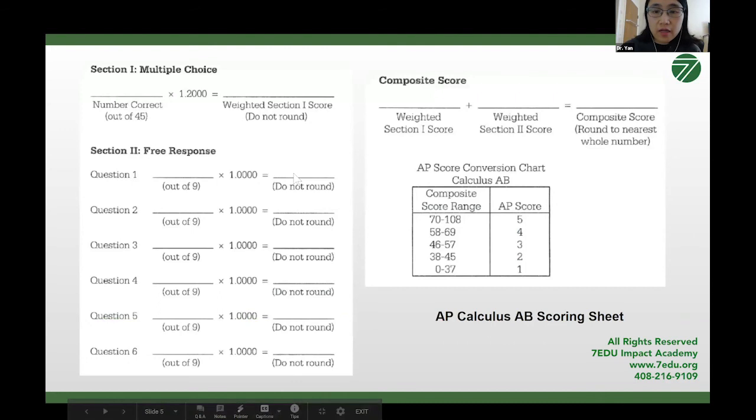Okay, and here is a scoring sheet. We know that for those standard tests, we have 2 types of scores. One is the raw score, and then the raw score is converted into the scaled score, which is usually the score students receive when they get their test results from College Board. And we know that there are a total of 45 multiple choice questions, and each question actually carries 1.2 weight. So basically, if you answered all 45 questions correctly, then your raw score from the multiple choice section will be multiplied by 1.2.